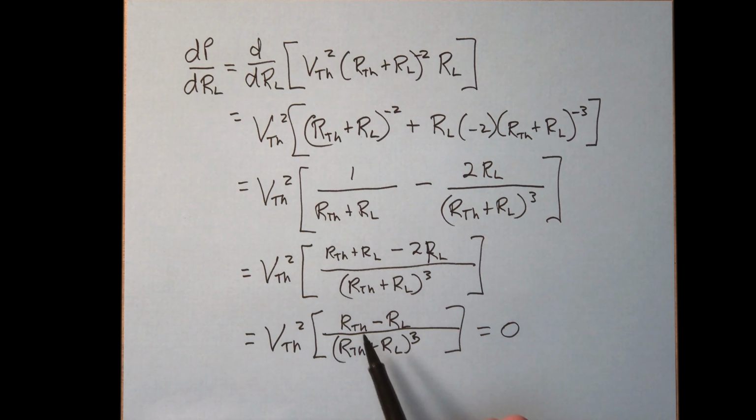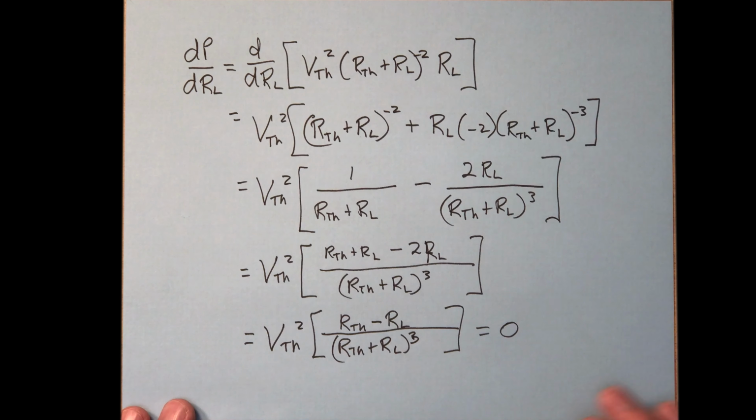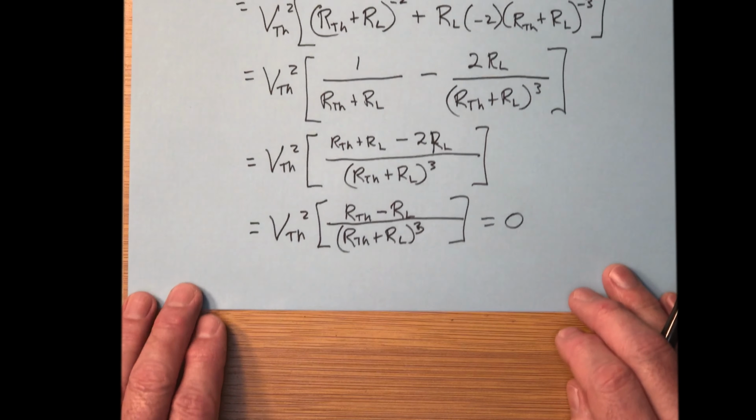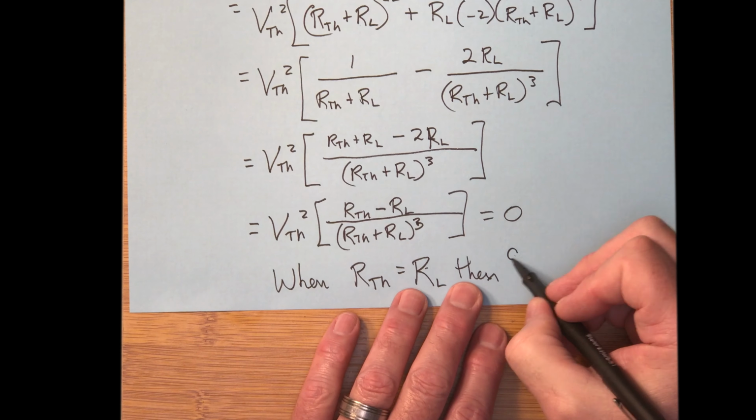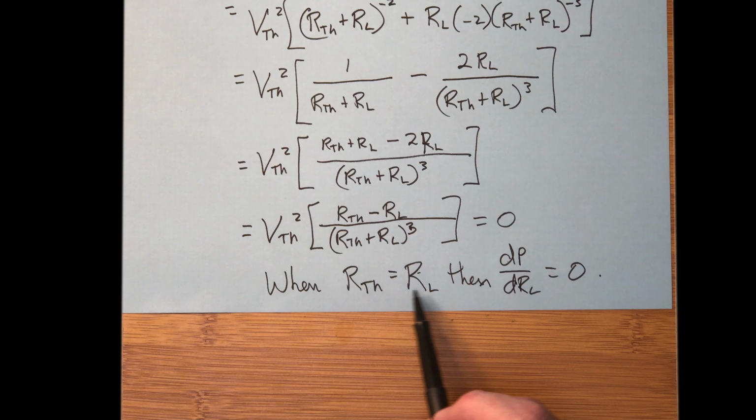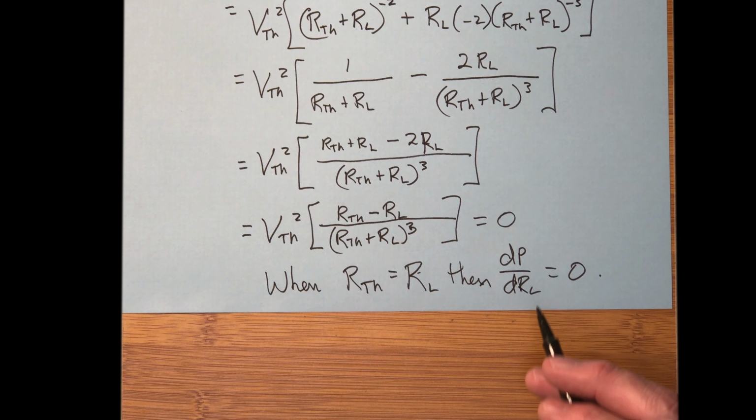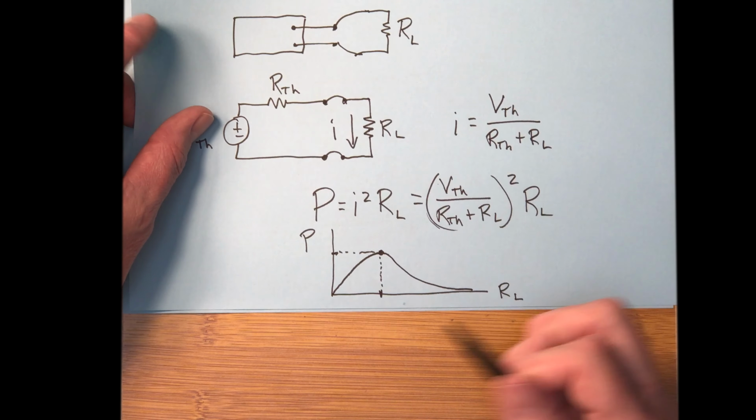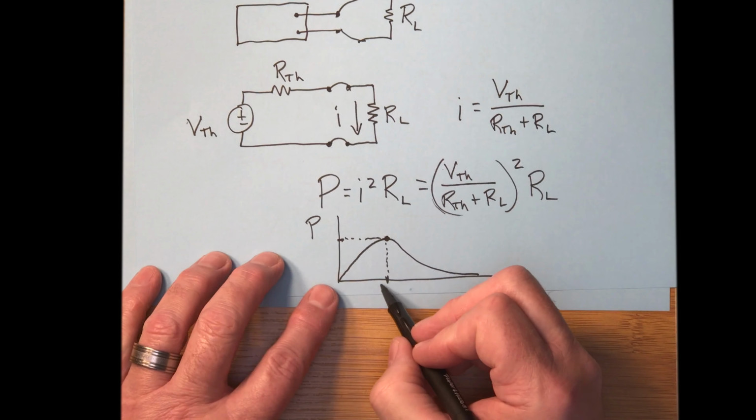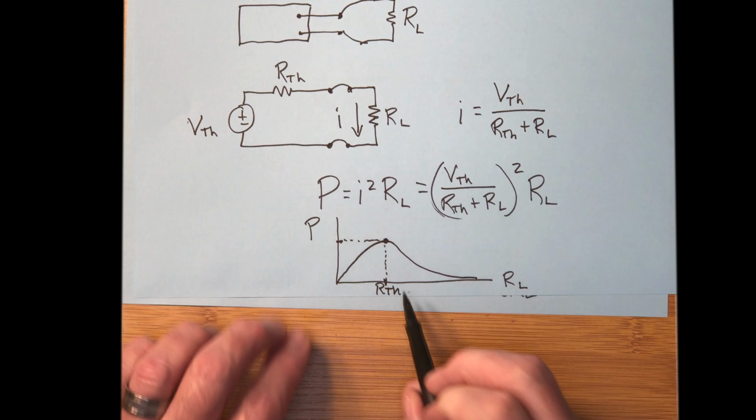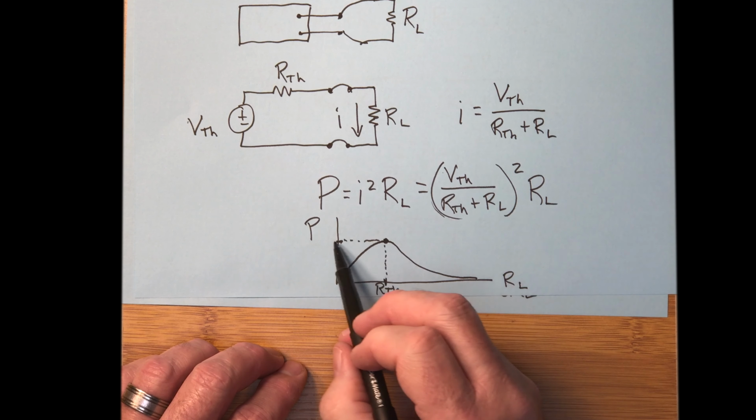So what does that mean? That means that this top portion of the fraction must be equal to 0. And when does that occur? That occurs when RTH and R sub L are equal to each other. So at RTH equal to R sub L, the derivative is equal to 0, and we are at that maximum point. So going back to our graph right here, what does that mean? That means that when R sub L is equal to RTH, then the maximum power occurs.